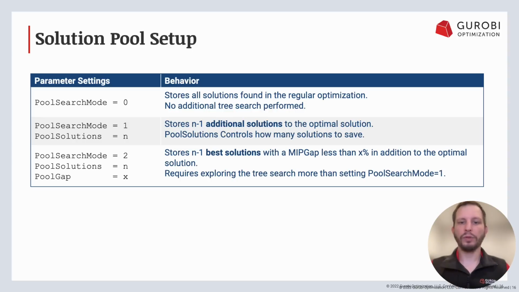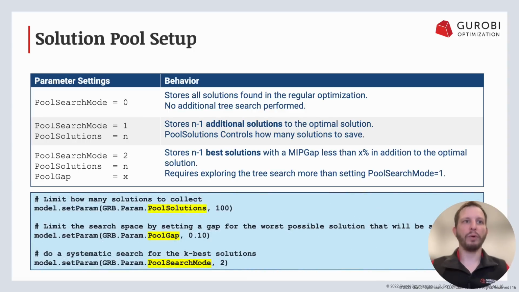And when your pool search mode is 2, pool solutions is n, and your pool gap is x, what's going to happen is you're going to store the n-1 best solutions that are all within a MIP gap of a certain percentage. This is pretty specific, and this is going to require exploring the search tree more, exploring more nodes, doing more branching and bounding. So how do we implement this in our Python API? Pretty straightforward. Pool solutions 100, pool gap 10%, with a pool search mode of 2, just by updating some set parameters.